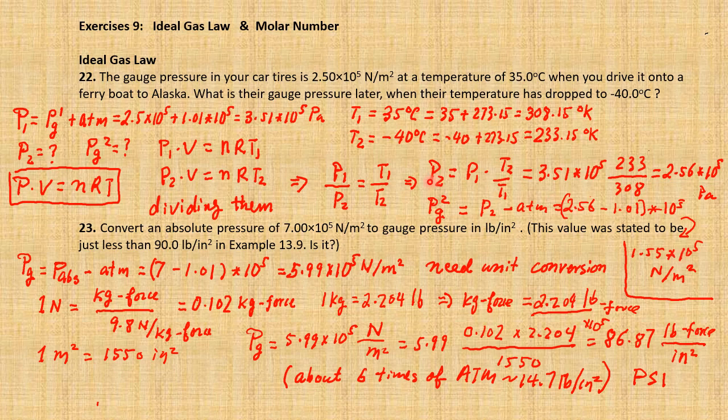So to summarize this problem, you have an initial pressure, which is absolute pressure, and then you change to gauge pressure, and then the temperature as well, and then later it becomes cold and the pressure will drop, and the ratio between pressure and temperature are exactly the same. So that's how you get it.